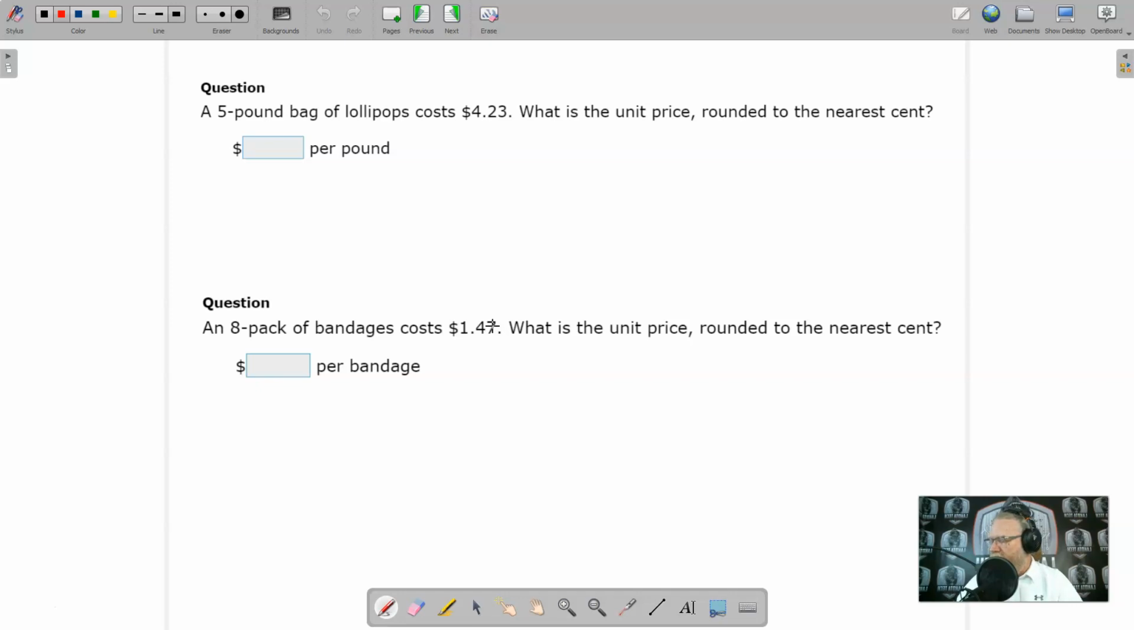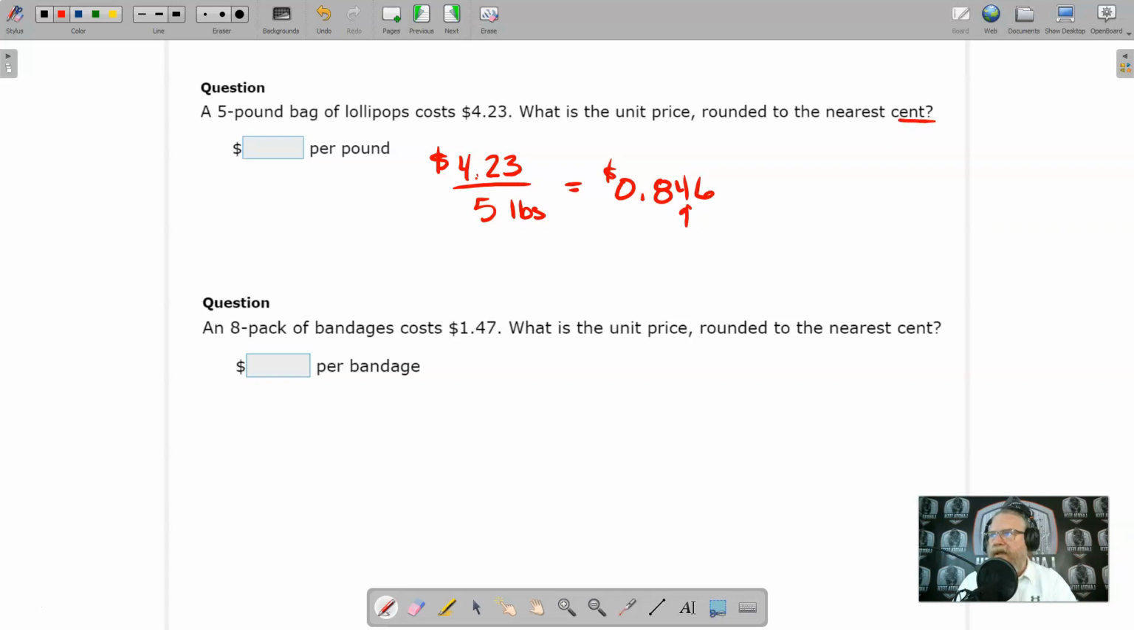Looking at the next problem, we have that a 5-pound bag of lollipops costs $4.23. What is the unit price? And round it to the nearest cent. So they want to know how much per pound. So right now we have $4.23, and that is for 5 pounds. The LBS for pounds. Let's go ahead and divide 4.23. We're going to divide that by 5. And we get 0.846. And they want us to round it to the nearest cent.